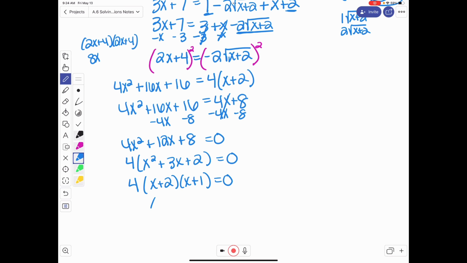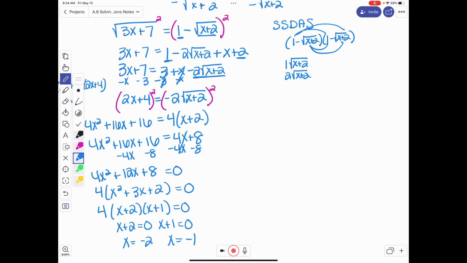So we just need to do x plus 2 equals 0, x plus 1 equals 0. So x equals negative 2, x equals negative 1. Okay. We have to check for extraneous solutions because you have a radical here. Okay, so I've got negative 2 and negative 1. Let me go back up to the very beginning.